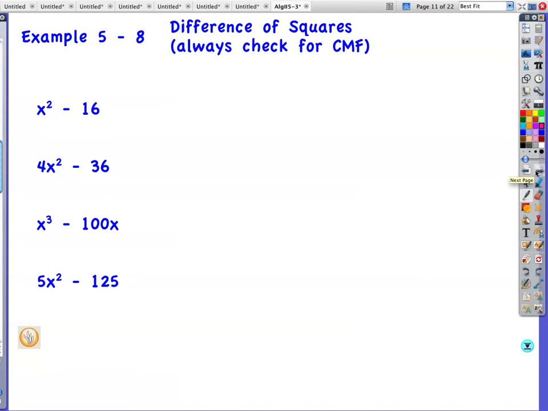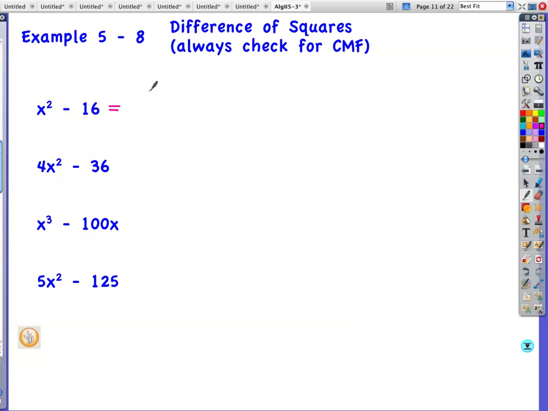All right, examples 5 through 8. This is difference of squares. Always check for a common factor first. And if not, then I sing this little doohickey song, common monomial factor, because then it will remind you and you'll be so sick of me singing that. All right, because you have to pull it out.